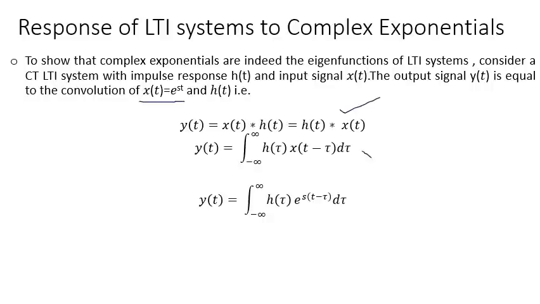So mathematically it can be written as y of t equals the integration from minus infinity up to infinity of h of tau x of t minus tau d tau. Now because x of t equals e power st, x of t minus tau will be equal to e power s times t minus tau.